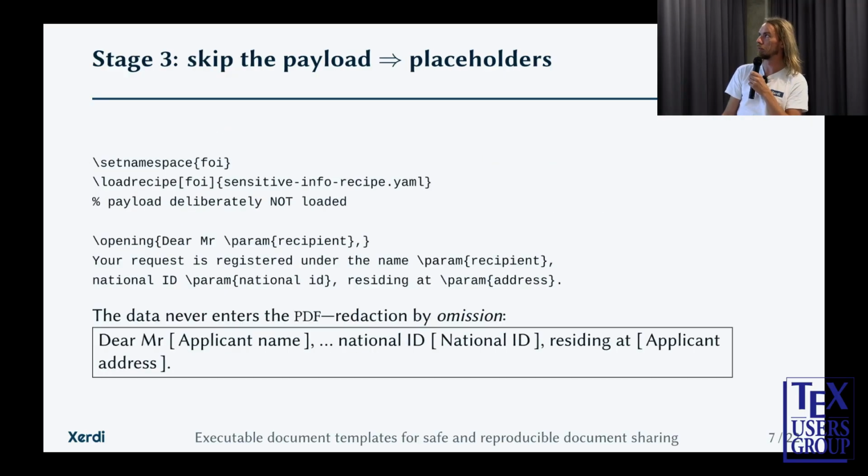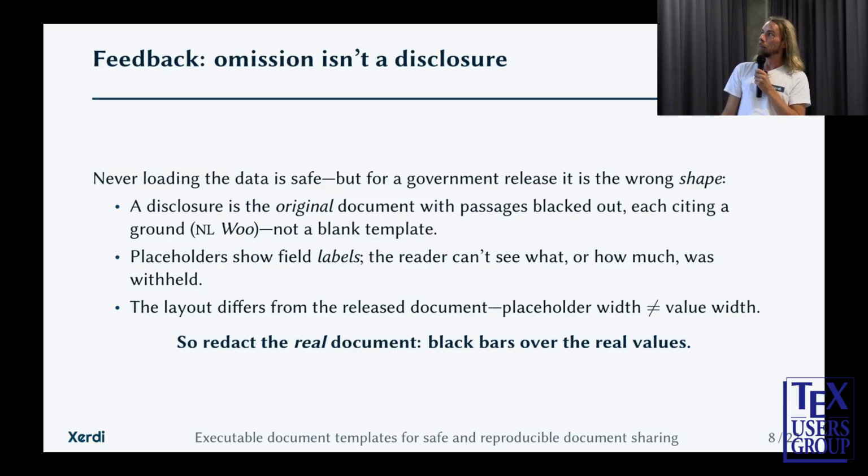If we leave the values out, we see the placeholder names. I think this is a way better approach because it's actually saying what it is, like applicant name, national ID, and applicant address, which gives meaning, and then you may also have an idea why it's redacted in the first place. But it's the wrong shape: placeholder values aren't the same as an actual value, and the values can actually differ. So we have to do another approach.